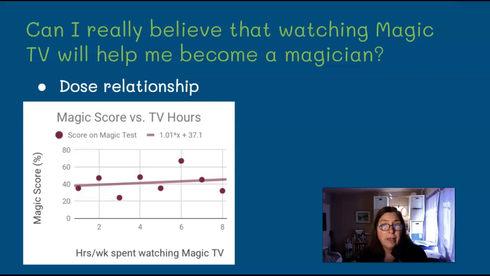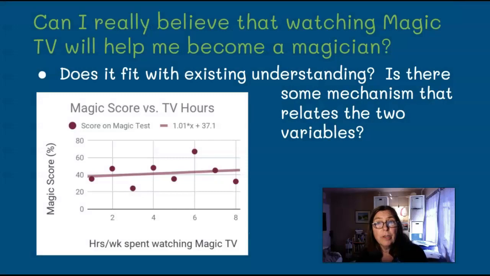And it turns out that in this particular graph, in this particular result that you have found, everybody starts with about a 37% on the magic test. But for every hour per week they spend watching magic shows on TV, their score on the magic test goes up by 1. So if you happen to watch 5 hours of magic shows on TV, your score on the magic test will probably be about a 42%. That's a dose relationship.